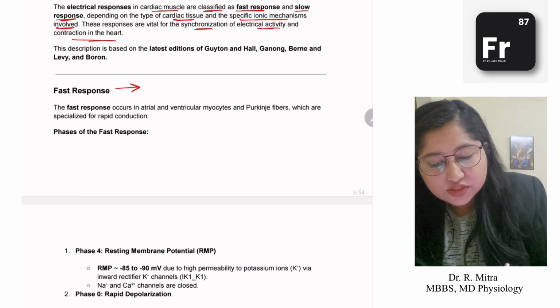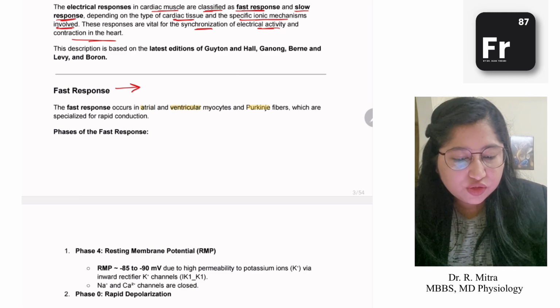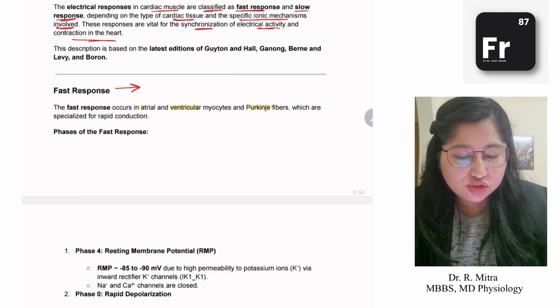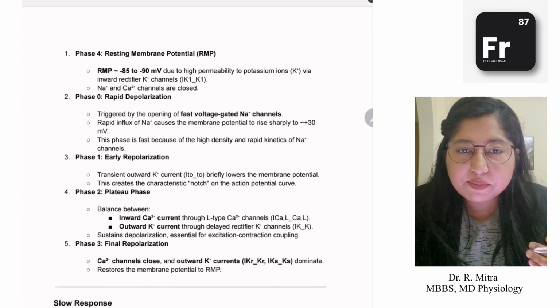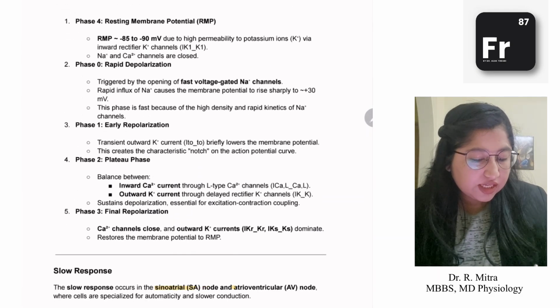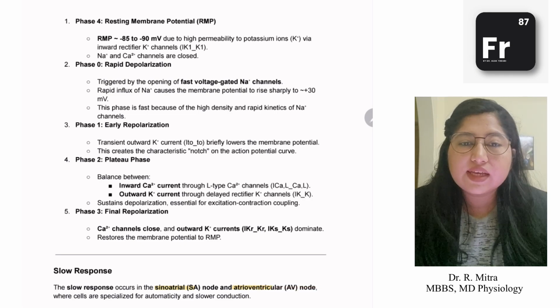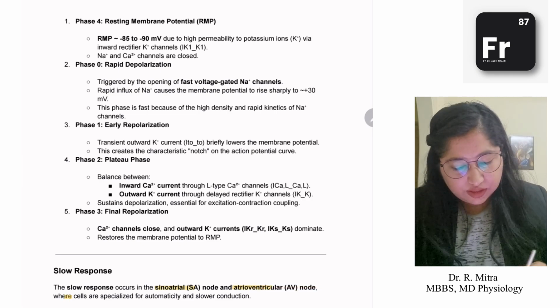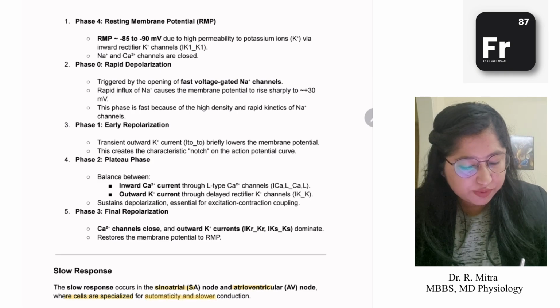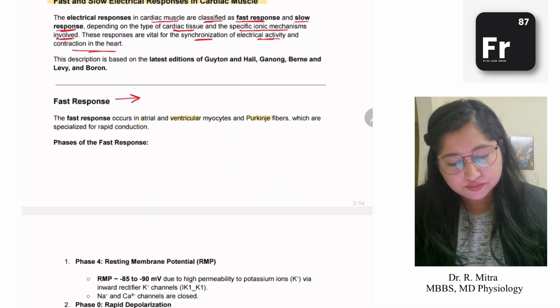Now, the fast responses occur in atrial and ventricular myocytes and Purkinje fibers, which are specialized for rapid conduction, while the slow response occurs in the sinoatrial node and atrioventricular node, that is the SA node and the AV node, whose cells are specialized for automaticity and slower conduction.